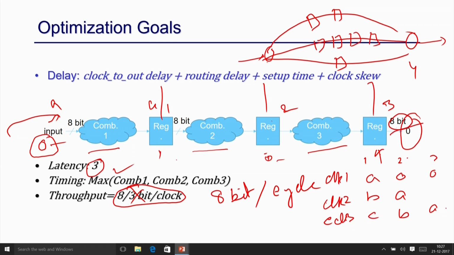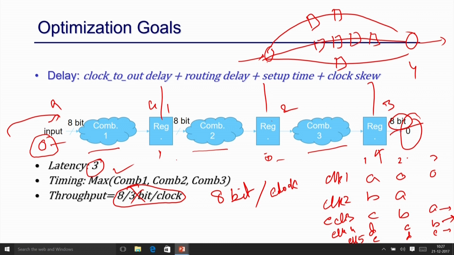So, after 3 clocks this result will be available. In clock 4, B will come here, C will come here, some new data will come. In clock 5, D will come here and C will be available. After that, every clock you will get some output. That means your throughput is 8 bits per clock, okay.